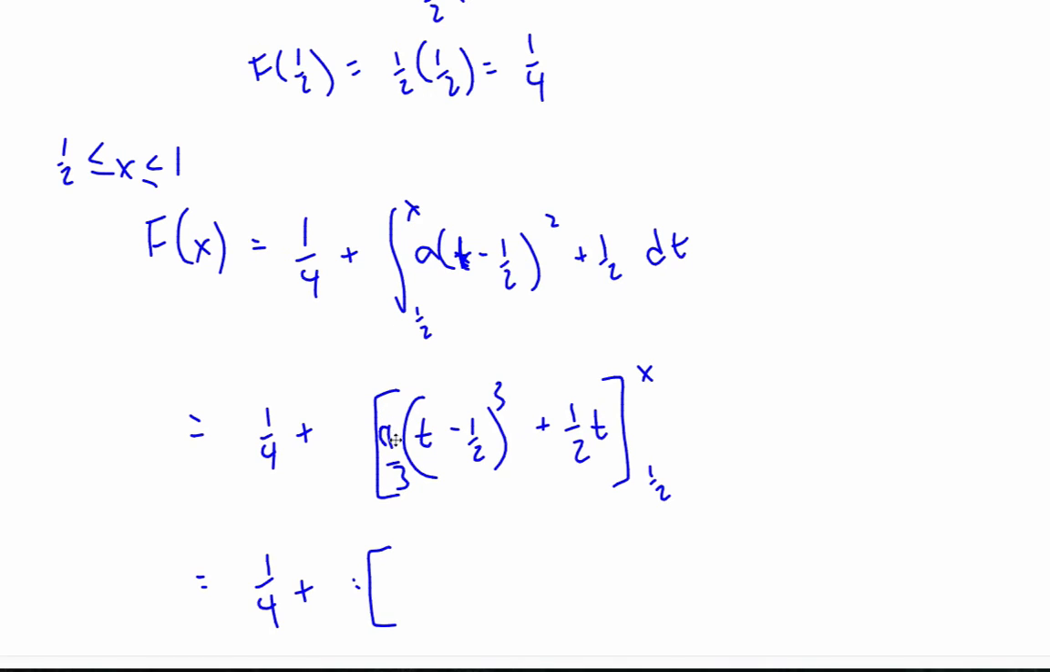So here's a, here's a. And so now I get a times (x minus 1/2) cubed over 3 plus 1/2 x, subtract, plug in the 1/2, well, that's going to be 0 minus 1/4.